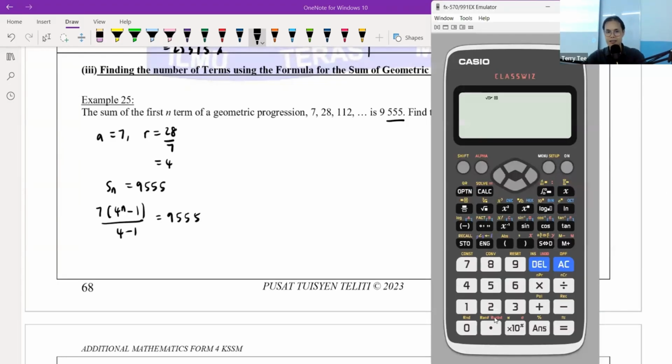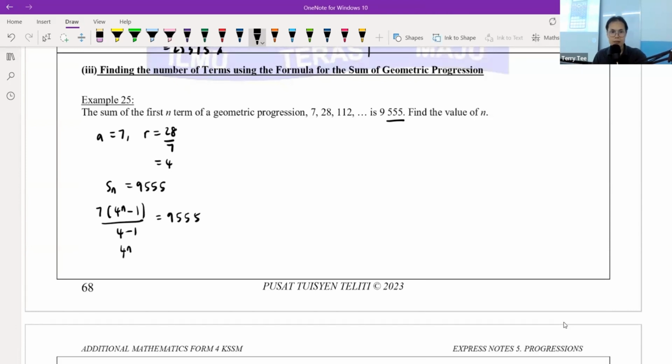The outcome is 9,555. So we would take 7 divided by 3. So this is 7 over 3 on the left-hand side, so I'm going to bring it over. Basically, I'm taking 9,555 divide 7 over 3, or you can just times 3 over 7, 4095. So 4 power n minus 1 is 4095. Bring the 1 over, 4 power n is 4096.